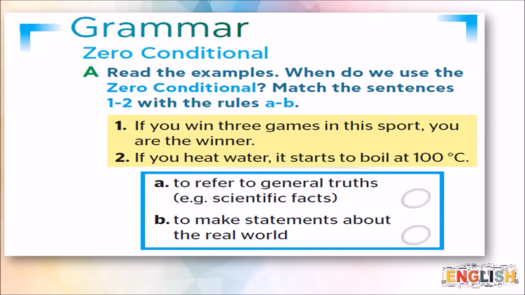Okay, let's start with activity A. Here you're going to read the examples, then tell me when do we use the zero conditional. Here you're going to match the sentences 1 and 2 with the rules A and B. But before that, let's read the two sentences together. If you win 3 games in this sport, you are the winner. Sentence number 2, if you heat water, it starts to boil at 100 degrees Celsius. I'll give you 5 seconds, then we will check your answers.